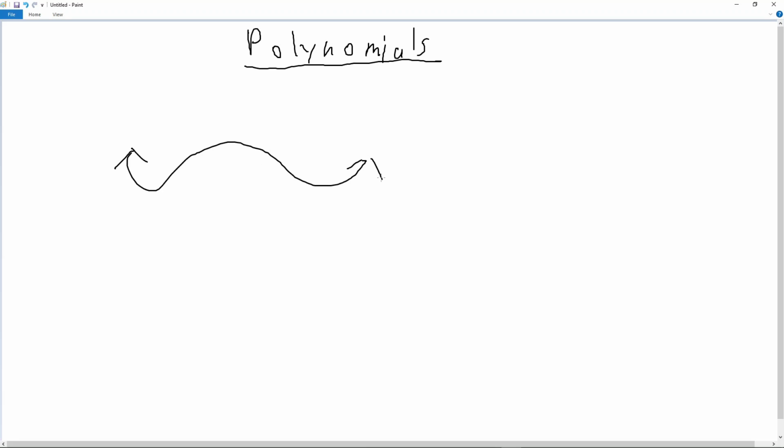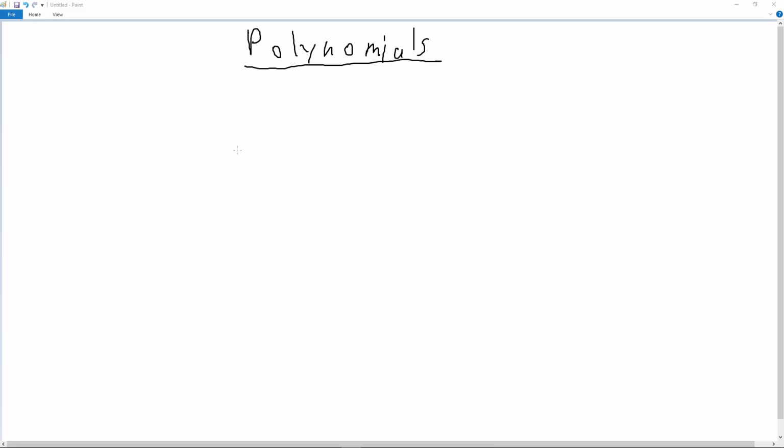Polynomials can also never have negative exponents, so something like this. They can never have variables in their roots, something like this, and they can never have a constant raised to a variable. There can also never be any of the variables in the denominators, so something like this.